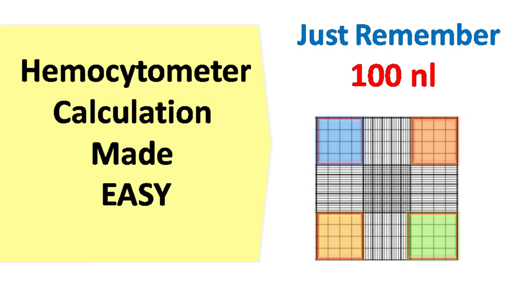So today I'll be talking about how to do calculations for hemocytometer without using any formula. Yes, without using any formula. All you need to remember is number 100. That's it, number 100.